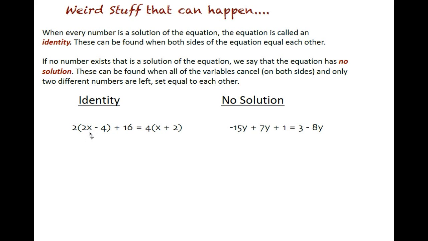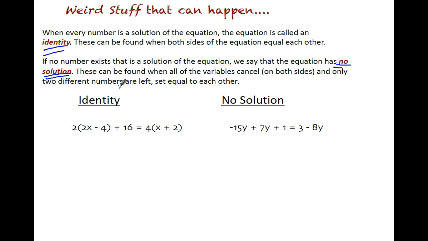Okay, we're going to go ahead and end this with weird stuff that can happen. Alright, so there are a few things we need to bring up that students forget or don't understand when it comes to no solution. When every number is a solution of an equation, the equation is called an identity. Okay? If no number exists that is a solution of the equation, we say then that it has no solution. So we're going to look at these two examples so you can realize what the differences are.